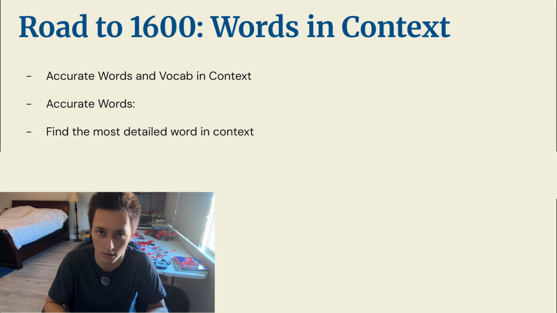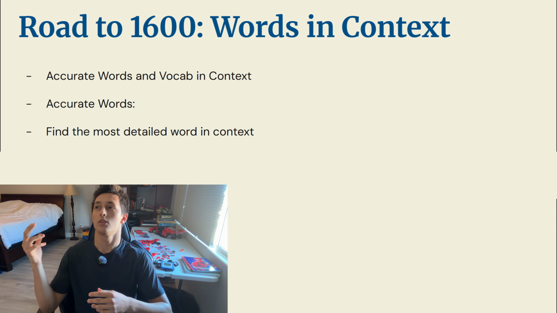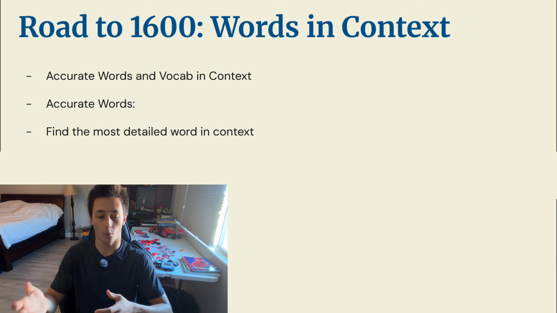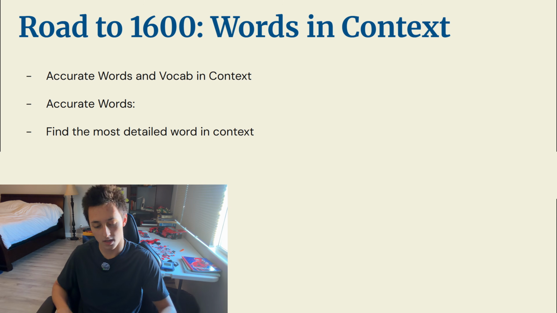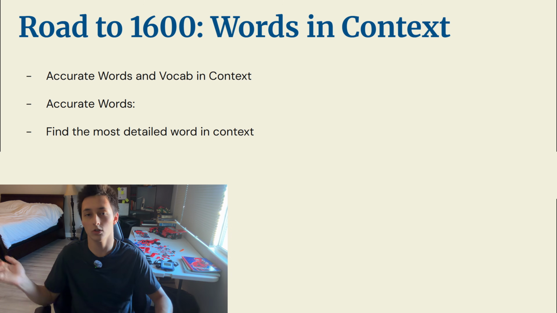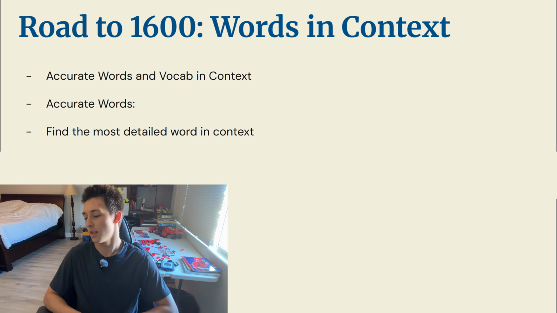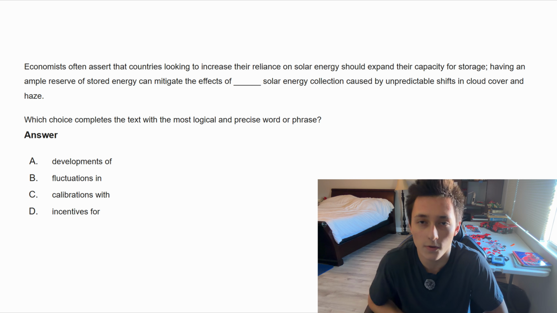Now, words in context is a little different. It's a simple word that is used, but you have to figure out which way it's used. And the answer choices are basically which word could be used in this blank that still means this word and also works best in this sentence. You'll see what I mean, guys. Let's just get right into it. All right, so here's the first question.